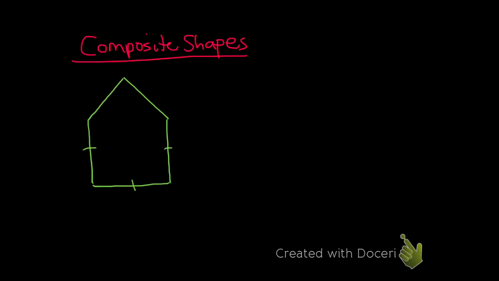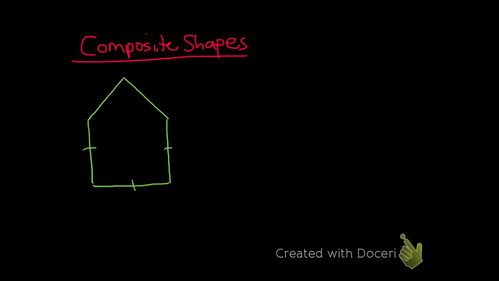If you don't know what a composite shape is, it's pretty much just a two-dimensional shape that doesn't have a regular area formula that we can use to work out the area of the shape. So what we need to do when we're dealing with composite shapes is to break up our shape into two-dimensional regular shapes. So those shapes where we do have regular area formulas to work out the area.